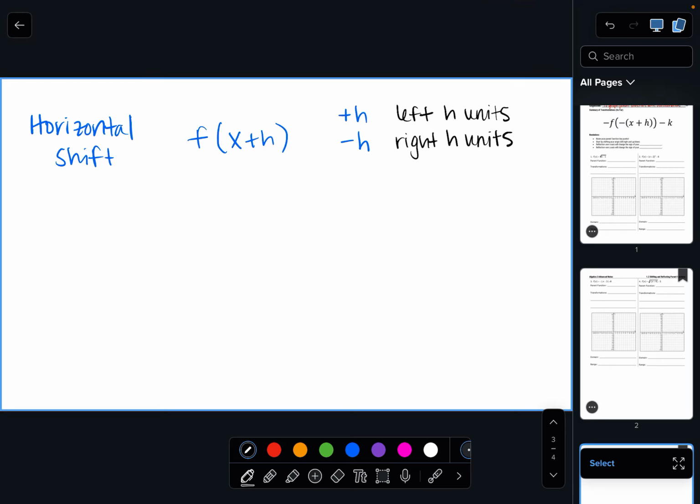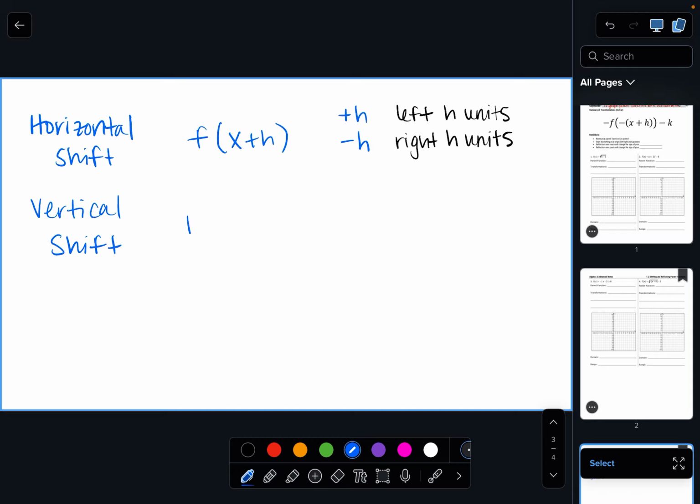So the tricky thing about left right is you're always going to do the opposite of what it looks like. So in the case of plus, we're actually moving left. In the case of minus, we're actually moving right. The next type of transformation is the vertical shift.